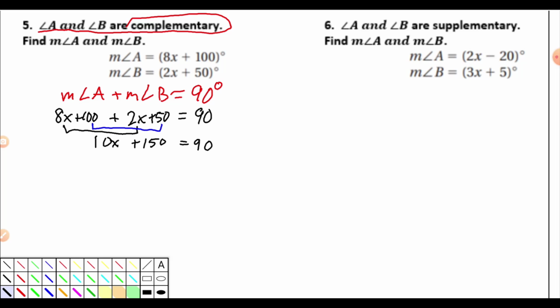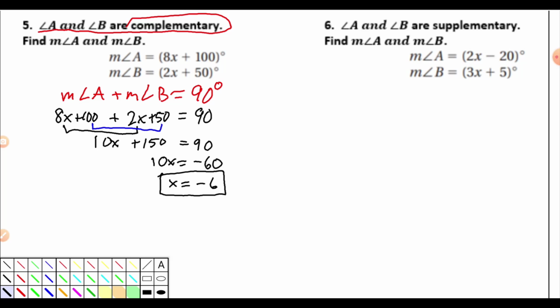I'm not going to write it because I'm going to run out of room. So hopefully you guys can follow along. So this will be negative 60. So all I did was subtract 150 from both sides. And then I'm going to divide both sides by 10. So this will give me negative 6. And there is my answer for x.